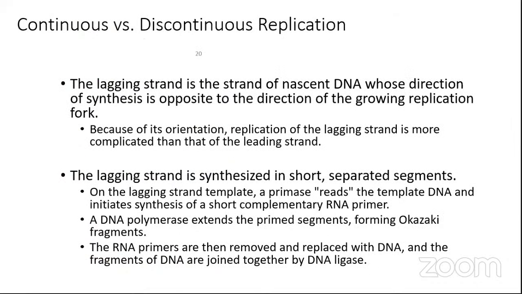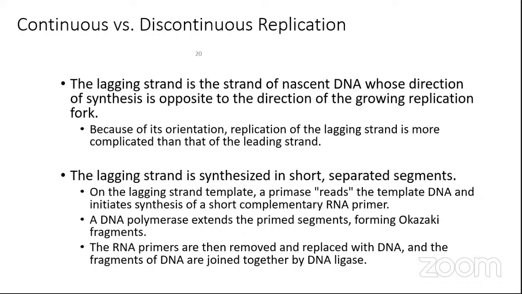So normally in a replication process of a double stranded DNA molecule, you will have a continuous replication in one strand and a discontinuous replication in the other strand. So the strand which has a continuous replication is called the leading strand, and the other strand, which has a discontinuous replication, is called the lagging strand, where you can see the Okazaki fragments. So why do these discontinuous replication or Okazaki fragments form?